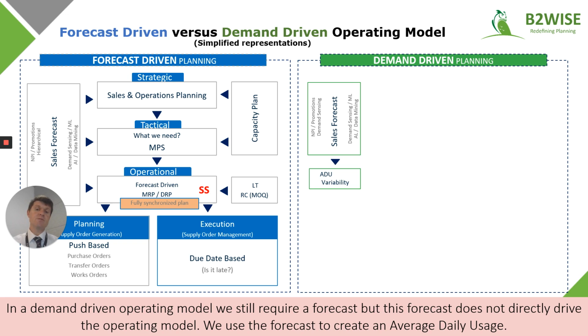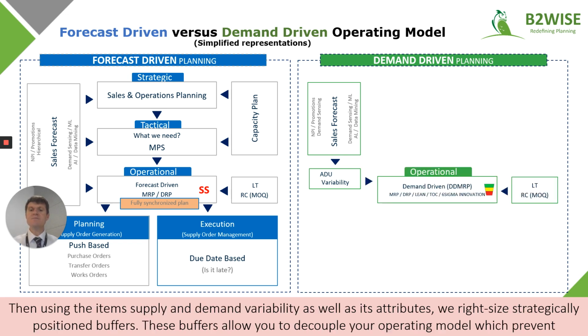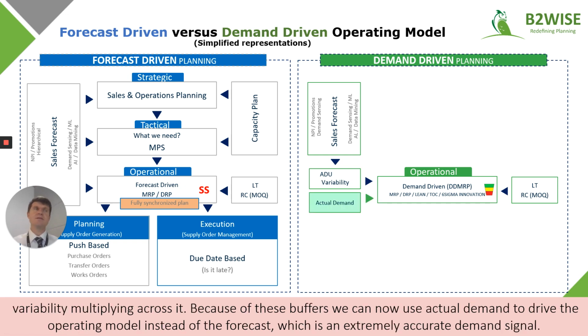In a demand-driven operating model, we still require a forecast, but this forecast does not directly drive the operating model. We use the forecast to create an ADU, or average daily usage. Then, using the item's supply and demand variabilities, as well as its attributes, we right-size strategically positioned buffers. These buffers allow you to decouple your operating model, which prevents variability multiplying across it. And because of these buffers, we can now use actual demand to drive the operating model instead of the forecast, which is an extremely accurate signal of demand.